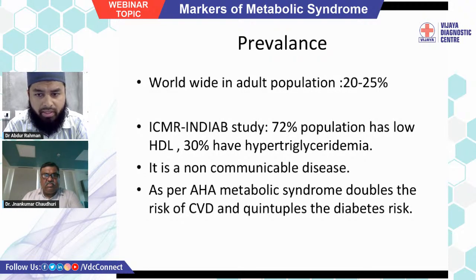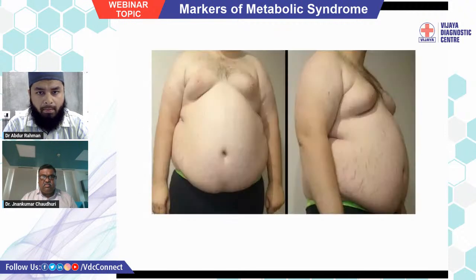Although it's a non-communicable disease, it's still risky because of our recent diet and lifestyle habits. As per the AHA, metabolic syndrome doubles the risk of CVD and increases the risk of diabetes 4 to 5 times. So we can very easily conclude that it's a very risky disorder.